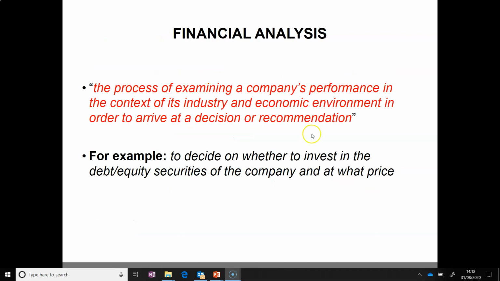Financial analysis is the process of examining a company's performance, and this performance may be past, present, and future in the context of its industry and the economic environment in which it is operating. And the objective or the purpose of this examination or evaluation of performance is to arrive at a decision or a recommendation. This may, for example, include whether one should invest in the debt or equity securities, that is bonds or shares of the company, and if the answer to this question is a yes, then at what price should one buy the bond or the share of the company.